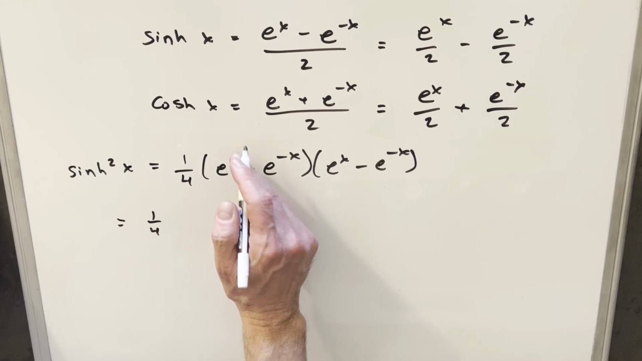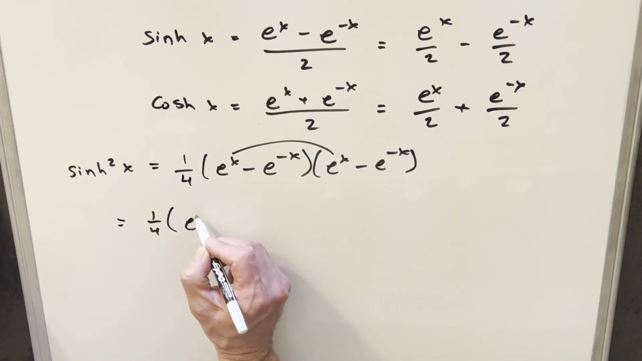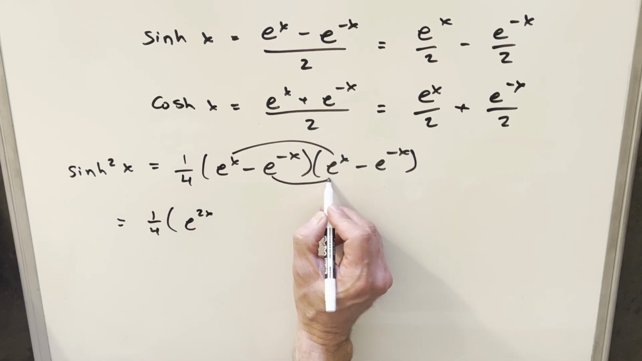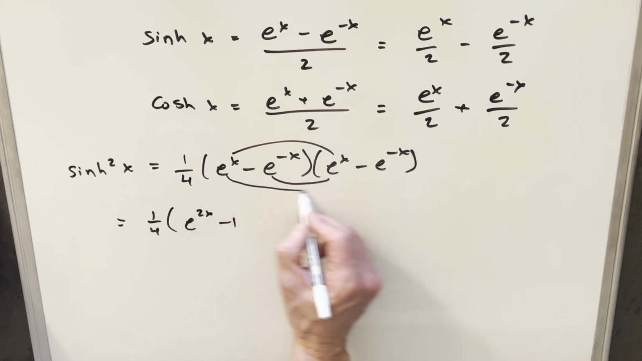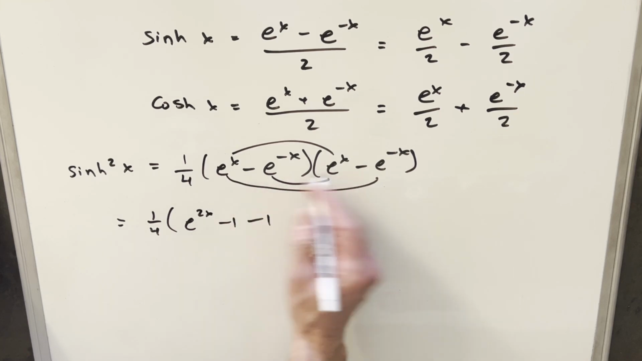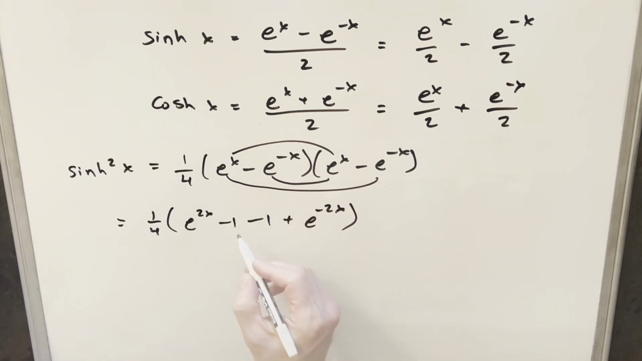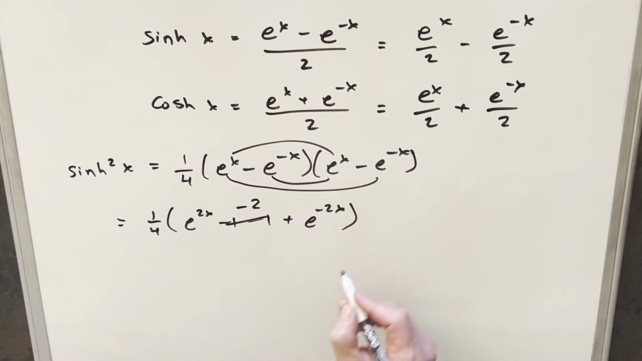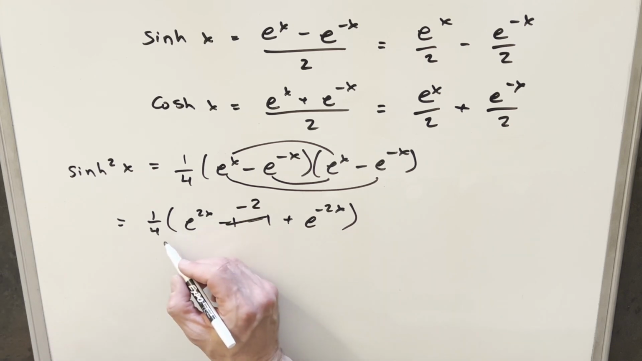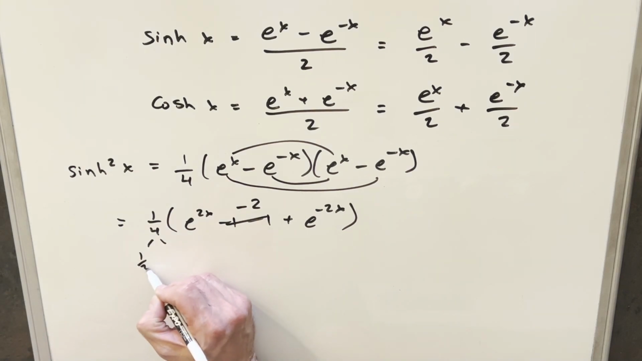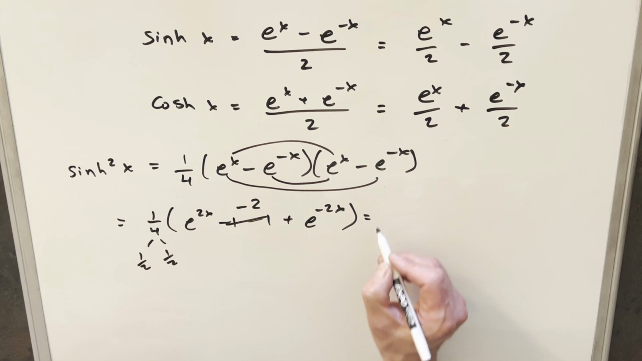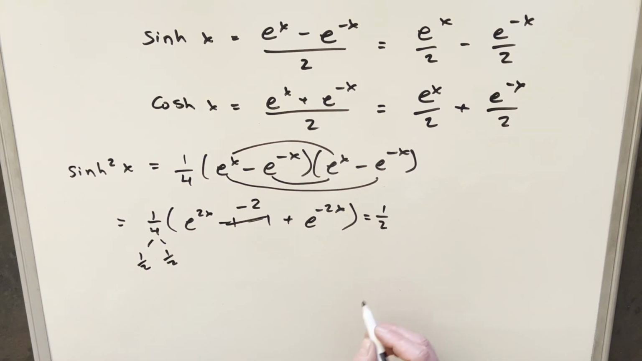So this first piece is going to be e to the 2x. This here is going to give me a minus 1. This here is going to give me another minus 1. For the last terms, we're going to get plus e to the minus 2x. This is going to become minus 2. I'll do what we did in the previous example and distribute in. We'll split up this 1/4 as 1/2 times 1/2, so that way I can multiply in a 1/2.